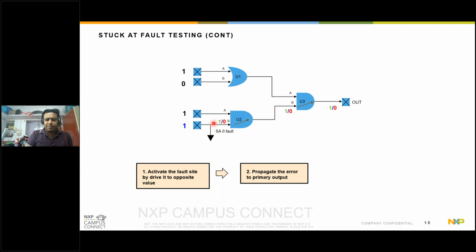Now the next step is to compare. So once I have propagated the response to this primary output, the next step is to compare this response with the expected value. In case a fault is present, definitely my output response will not match with the expected value, and I will come to know that there is a fault present in this design. Now this combination of my input and the expected response becomes my pattern, which is required to detect a stuck-at-zero fault on U2.